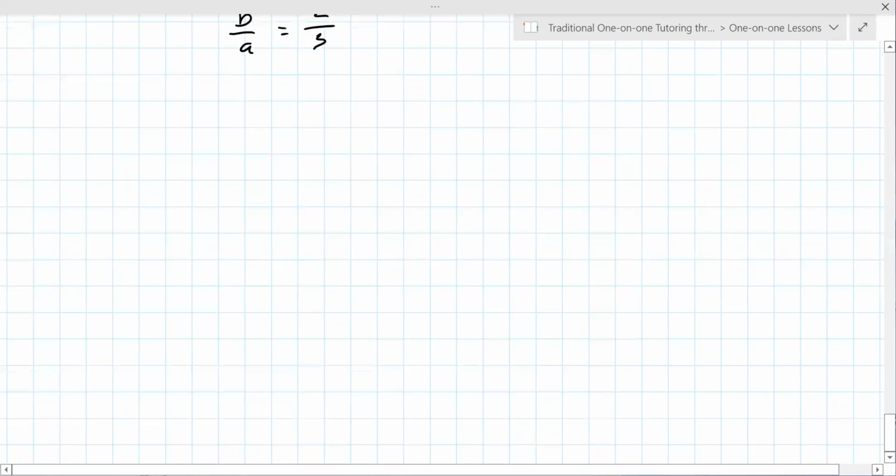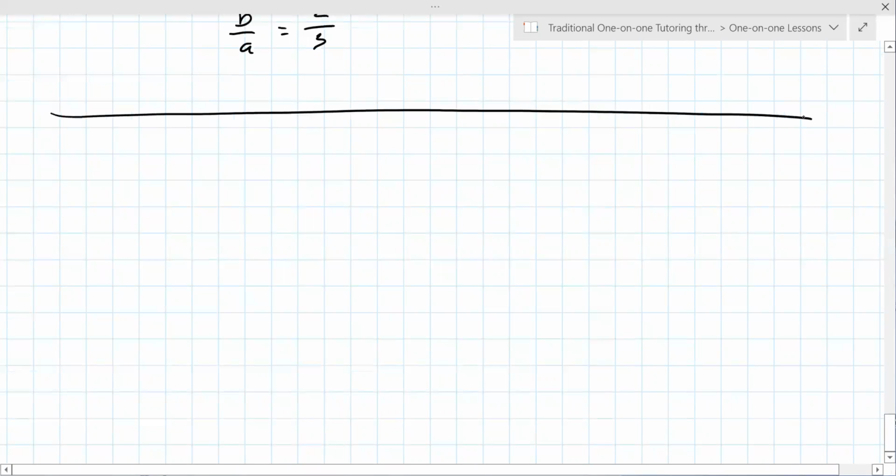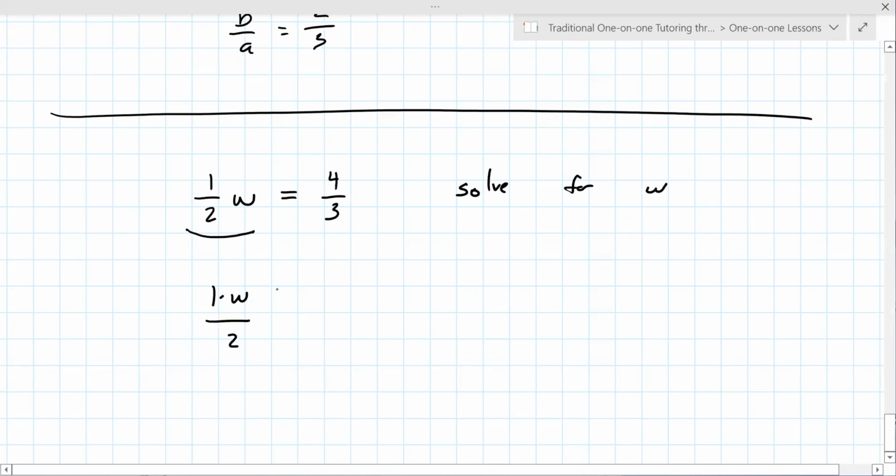Okay, so let's look at something else here. So let's look at a problem like this. 1/2 W equals 4/3. Okay. And the instructions would say to solve for W. Okay. Now this is very important. On the left-hand side, this is really 1 times W over 2. This is just rewriting the expression.